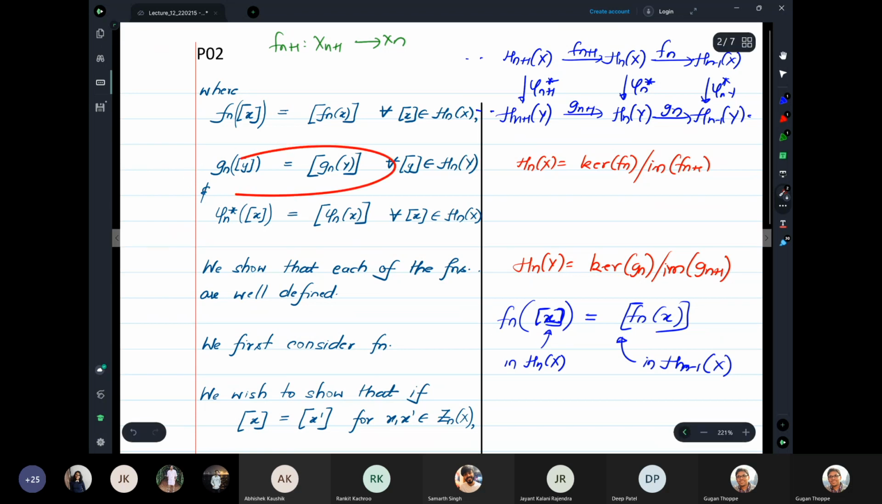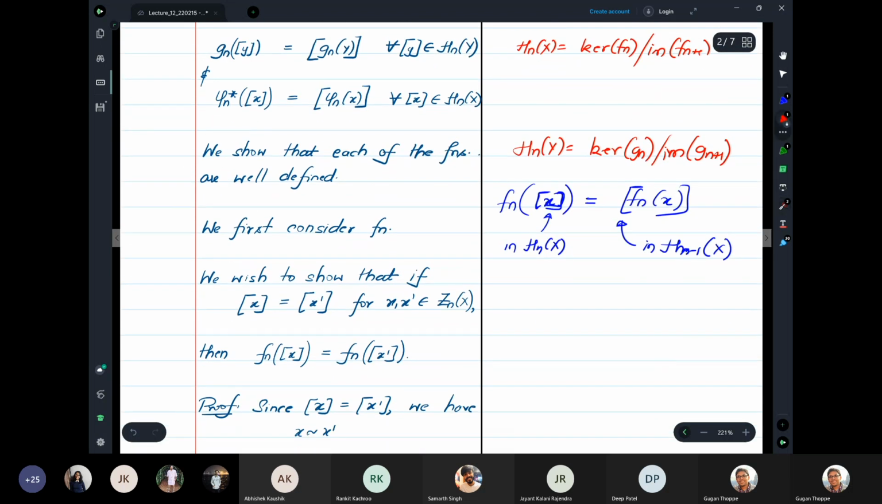Similarly, how is this gn function defined? So gn earlier went from yn to yn minus 1, right? So now what we are saying is that gn can also be thought of as going from hn of y to hn minus 1 of y. And how is it defined?